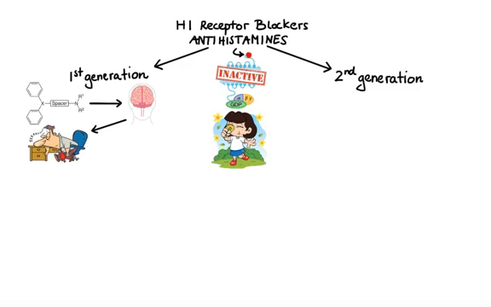Additionally, first-generation agents have relatively poor H1 receptor selectivity, and as a result, they are capable of occupying other receptors, such as cholinergic, alpha-adrenergic, and serotonin receptors. This leads to a number of side effects. For example, blockade of cholinergic receptors may cause dry mouth, blurred vision, and urinary retention.